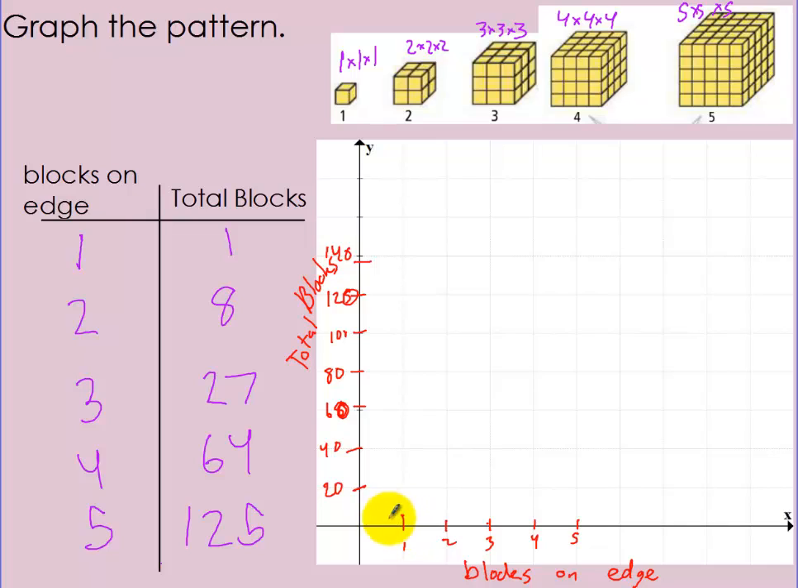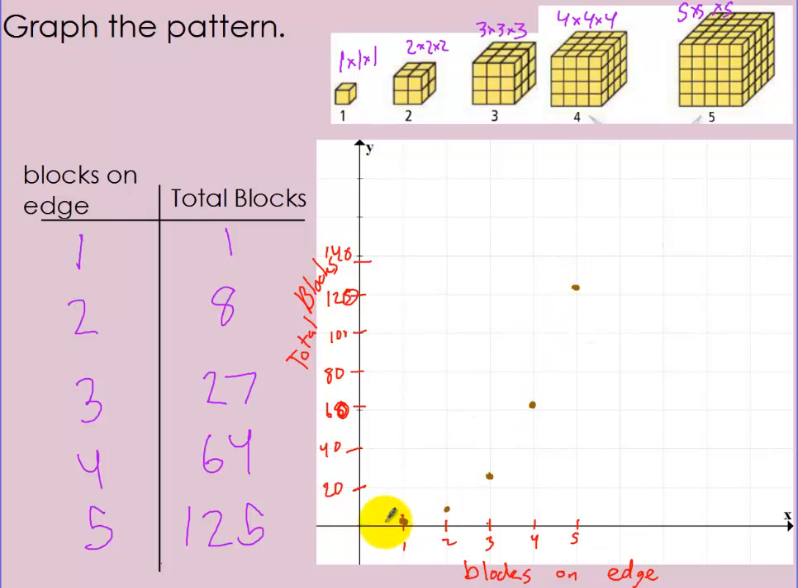So at 1, our number of blocks is going to be 1. That's going to be like right here. And at 2, our number of blocks is going to be 8. That's going to be about right here. At 3, it's going to be 27, which is going to be not quite in the middle, a little under that, so right there. At 4, it's going to be 64, which is going to be right above 60. And at 5, we got 125, which should be way up here.